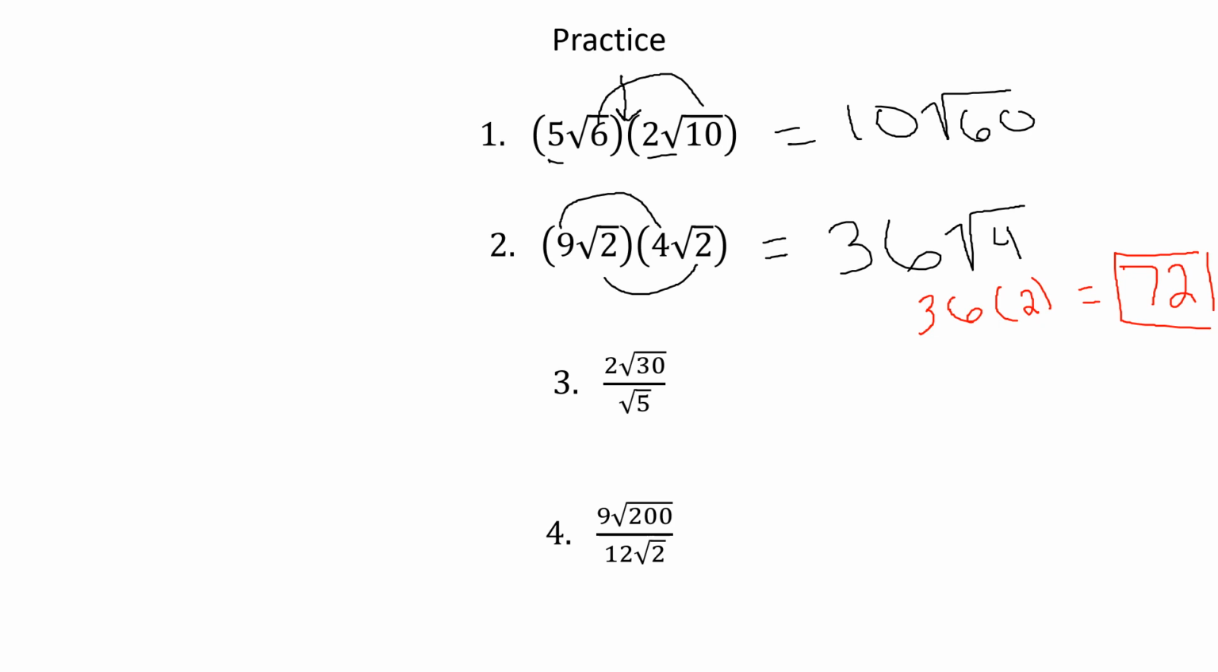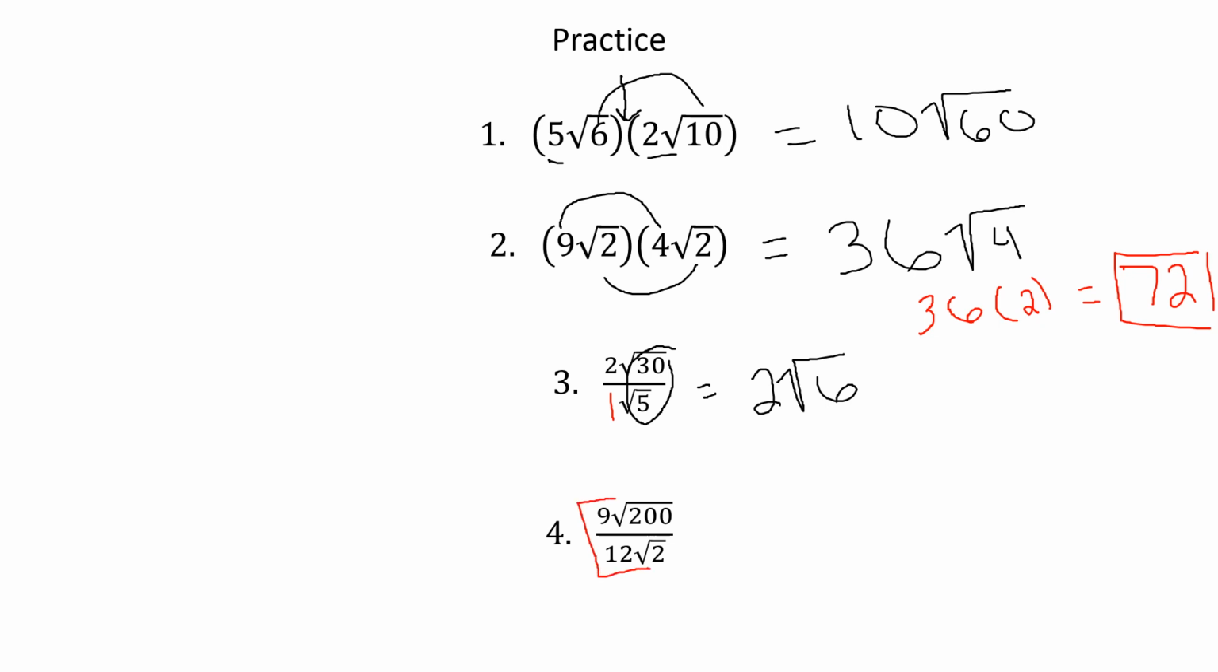All right, number 3, we're dividing. Now here's the thing. We have a 2 and an understood 1. 2 divided by 1 is 2. Let me clean this up. Then we're going to match up our radicals. 30 divided by 5 is 6. So this just becomes 2 square root of 6. Match up your whole numbers. Don't forget your understood ones. And then match up your radicals. 2 square root of 6.